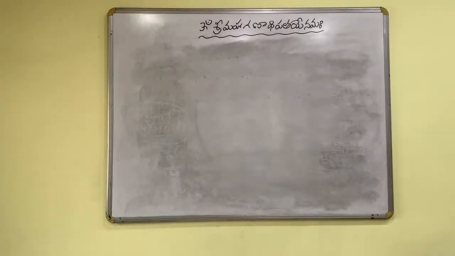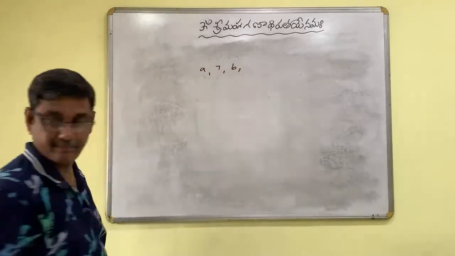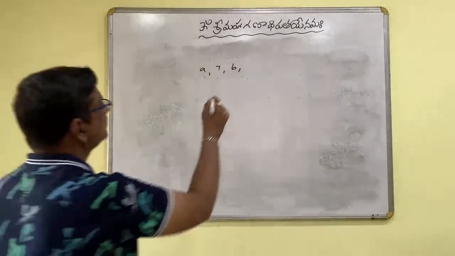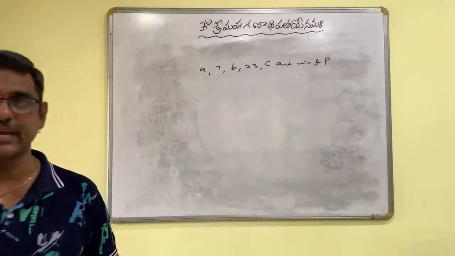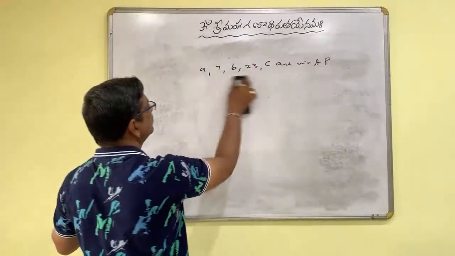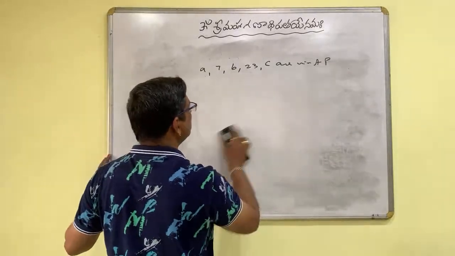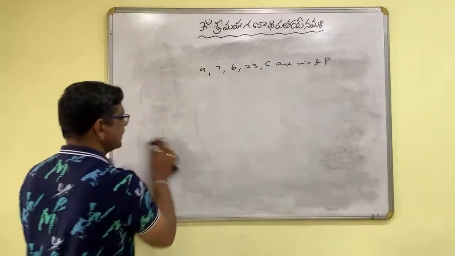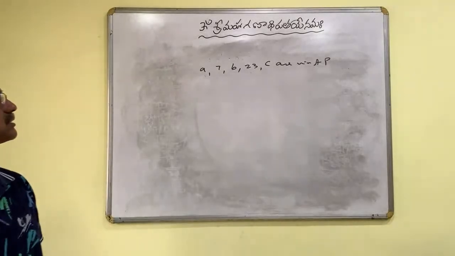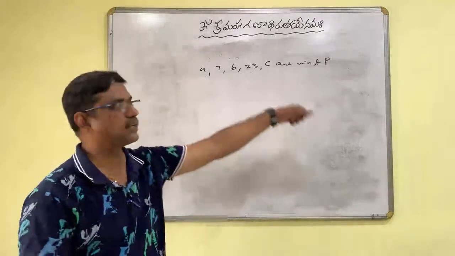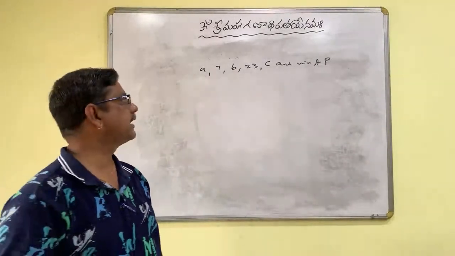A, 7, B, 23, C are in AP. Find A, B, C. Idea, children? A, 7, B, 23, C are in AP. They are in AP. So how to find out this? All these 5 terms are in AP. How to find out A, B, C?